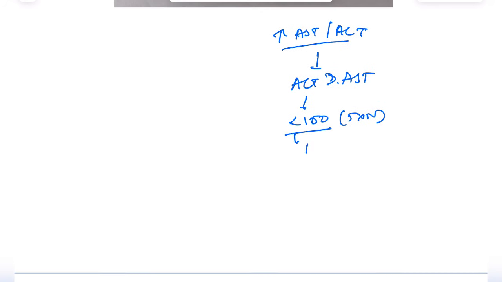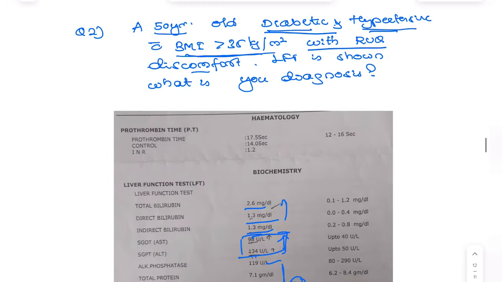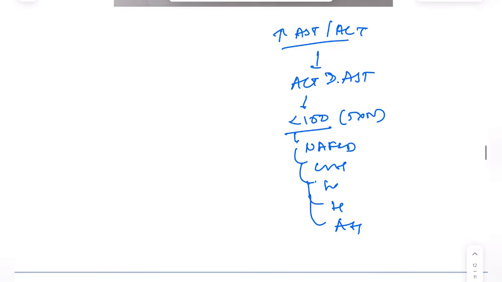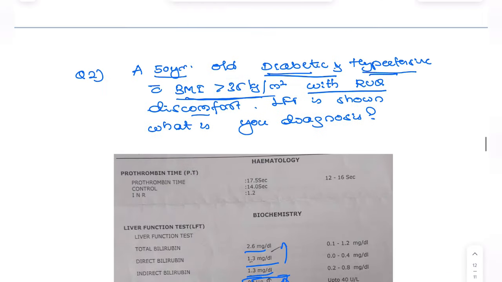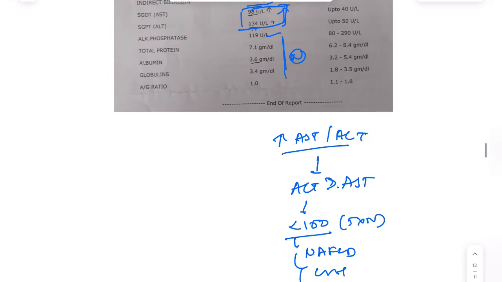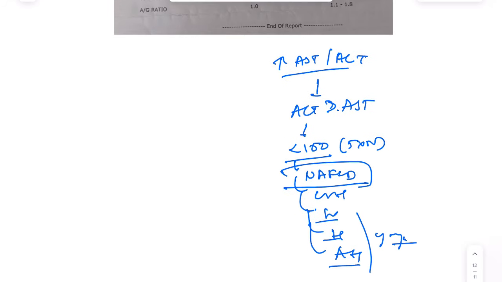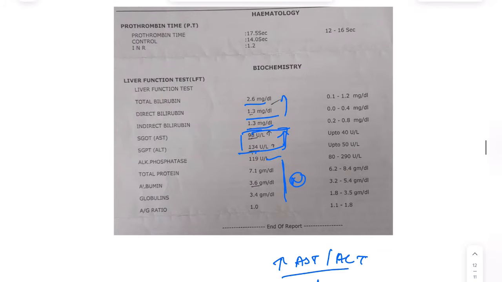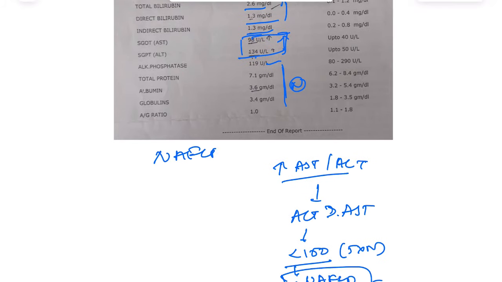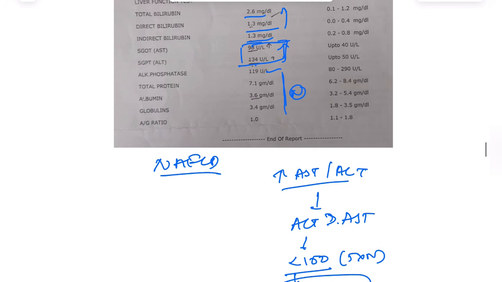So here you have to think in terms of NAFLD, non-alcoholic fatty liver disease, chronic viral hepatitis, Wilson's, hemochromatosis, and autoimmune hepatitis. But in this case it is a 50-year-old, so Wilson's disease, hemochromatosis and autoimmune hepatitis are unlikely. They present in a younger age group, and there is significant history given here, that is diabetes and obesity. So they favor the diagnosis of NAFLD. I will go with the diagnosis of non-alcoholic fatty liver disease, which is now called metabolic associated fatty liver disease. Hope you understood this.